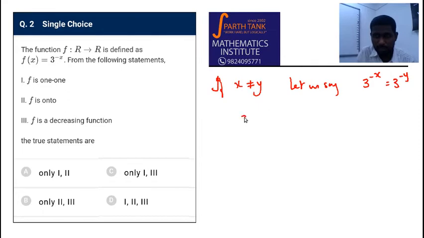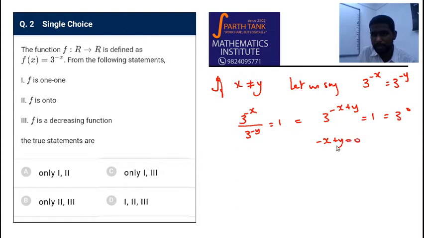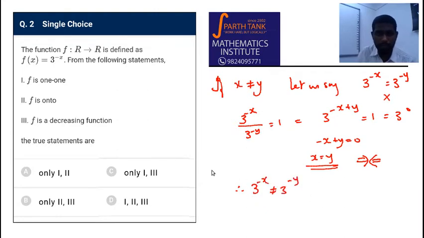Now what would this mean? 3 power minus x by 3 power minus y is 1, or 3 power minus x plus y is 1. 1 can be written as 3 raised to 0. Therefore minus x plus y is 0 and x will be equal to y, which contradicts our assumption. Right? Therefore this cannot be true. Therefore 3 power minus x cannot be equal to 3 power minus y when x is not equal to y. This means it is 1 to 1.